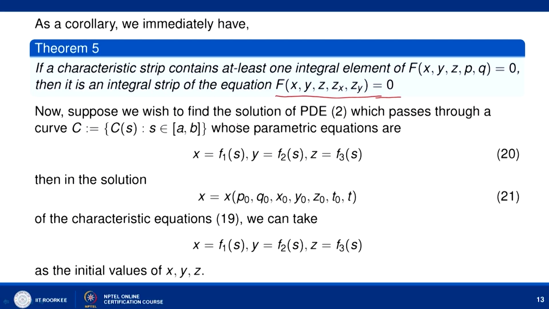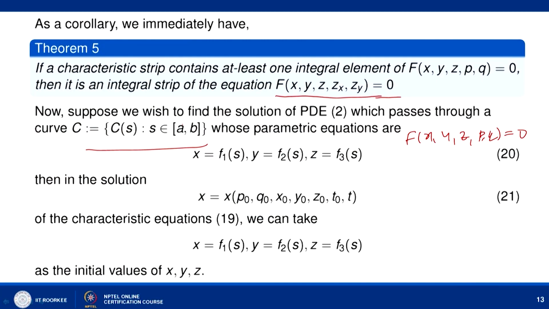So, let us look at what the strategy is here. Suppose we wish to find the solution of PDE, which here is f of x y z p q equal to 0, and which passes through a curve C. Now, this is the initial data. Passes through means we want to find a solution which contains this curve. It means that this curve is already on the surface which we are looking for, so this will define an integral element. So, let us define this curve by a parameter, say S.